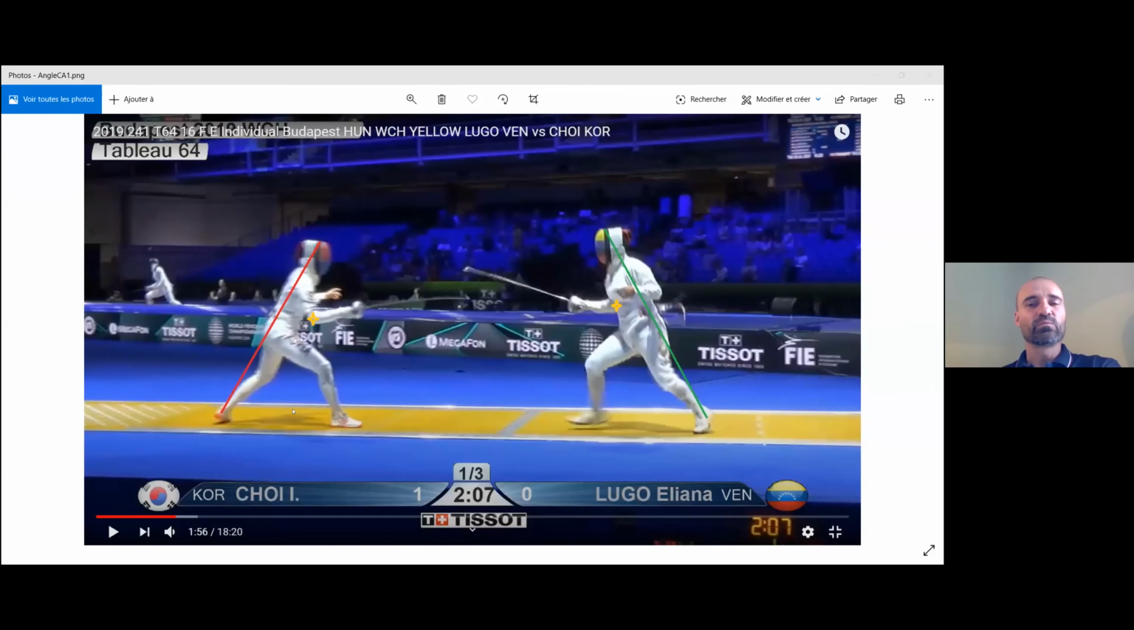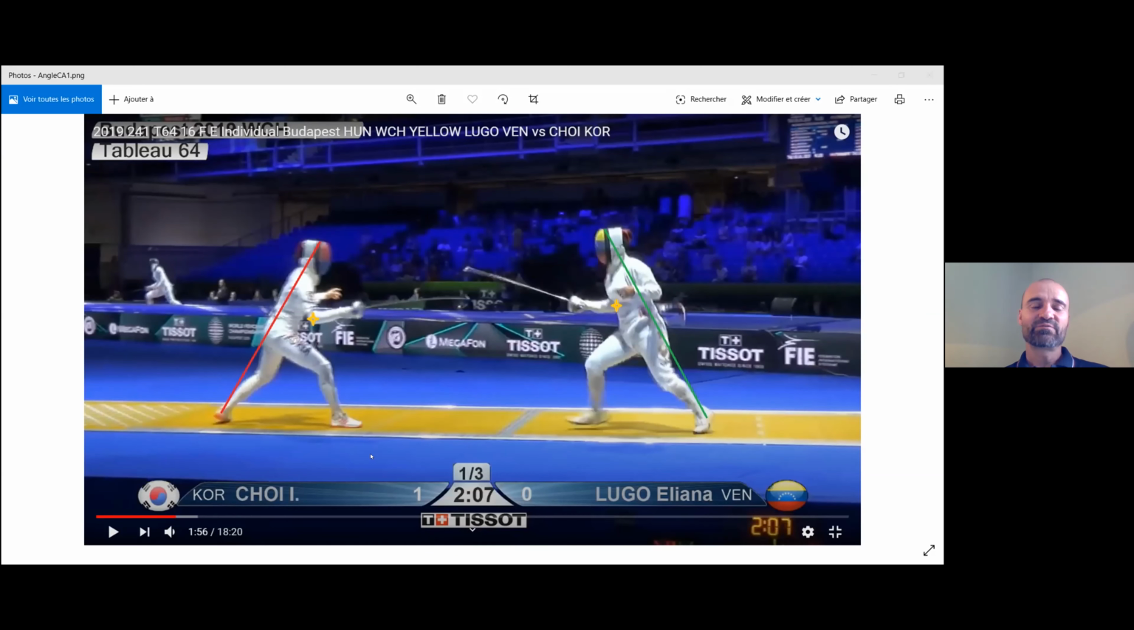So one of the things we can look at, and I've shared that with a few fencers and with you, Jeremy, is angles. And here on the picture, you see two fencers, a Korean fencer and a Venezuelan fencer. And when we look at the green line and the red line, to me they look like almost two magnets facing each other with similar polarities.